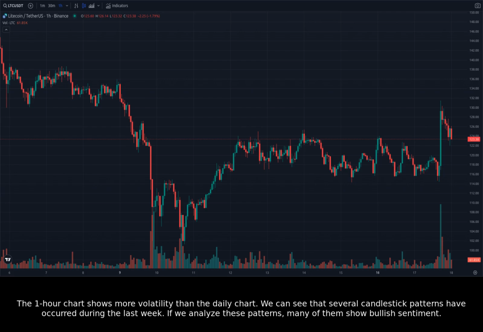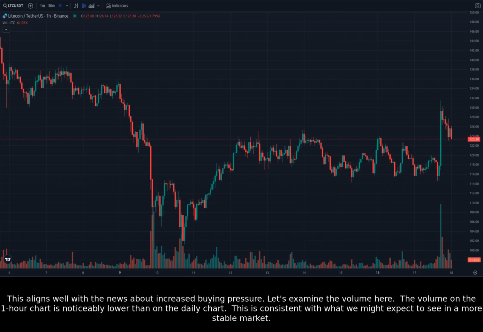The 1-hour chart shows more volatility than the daily chart. We can see that several candlestick patterns have occurred during the last week. If we analyze these patterns, many of them show bullish sentiment. This aligns well with the news about increased buying pressure. Let's examine the volume here. The volume on the 1-hour chart is noticeably lower than on the daily chart. This is consistent with what we might expect to see in a more stable market.